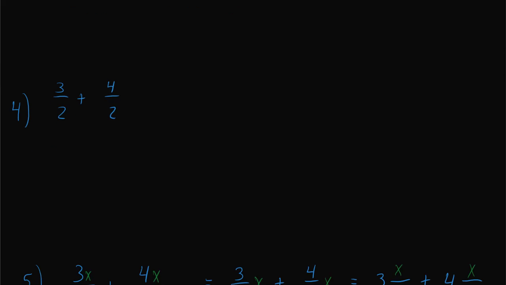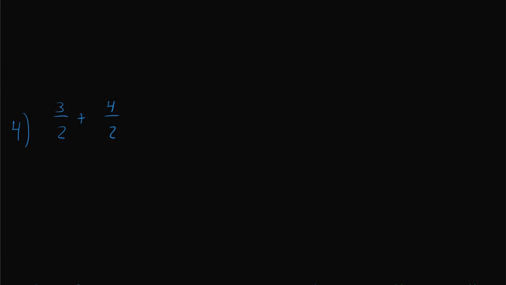Okay, let's look at this one. We have 3 halves plus 4 halves. Okay, why would I include this? Well, when you combine like terms and you start having variables, I just wanted to point out that the variables do not change the fact that you're just doing the same rules that you've always used with fractions. So what do you do when you add fractions? Well, you get a common denominator first, and here we have a 2 on both of these on the bottom, so all we have to do is just add the top. 3 plus 4 equals 7 over 2.